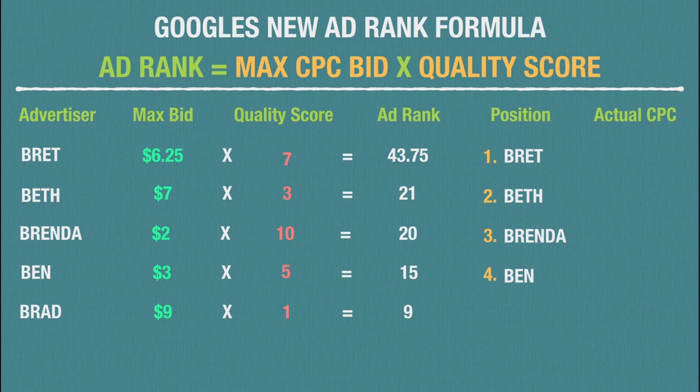Google sets up their auction so that an advertiser can bid the maximum they are willing to pay for a click, but they only have to actually pay the minimum amount needed to maintain their position, or in other words, the minimum they would need to beat the advertiser directly below them.